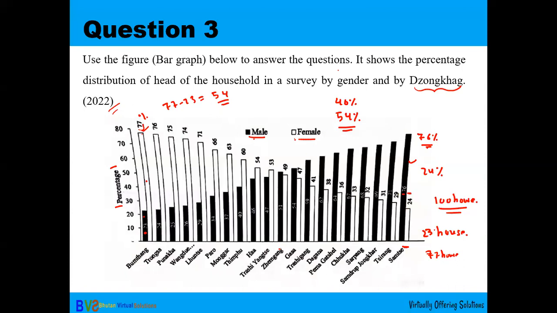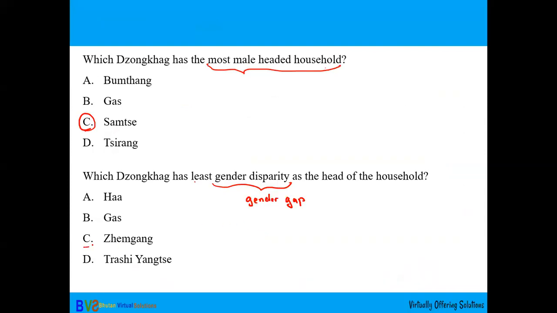But when you see Shemgangi, male is 51 and female is 49. That means almost equal. There is a difference of only 2%, right? So your answer should be Shemgangi. So the answer is C. All right. You're getting 2 marks for free. You don't need to do any calculation here.